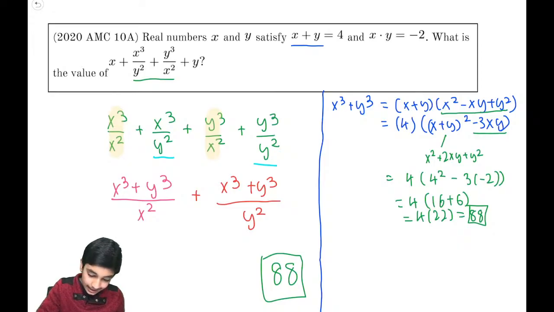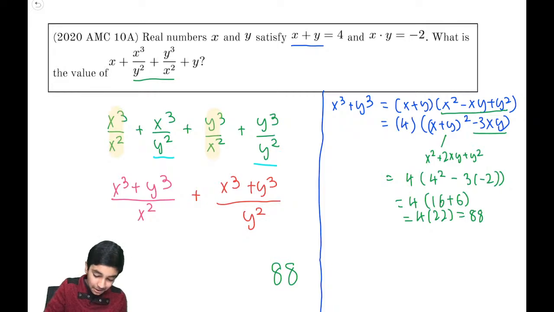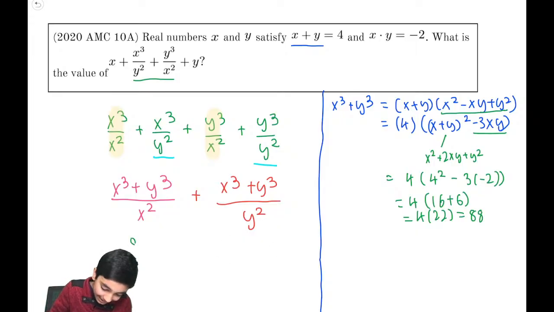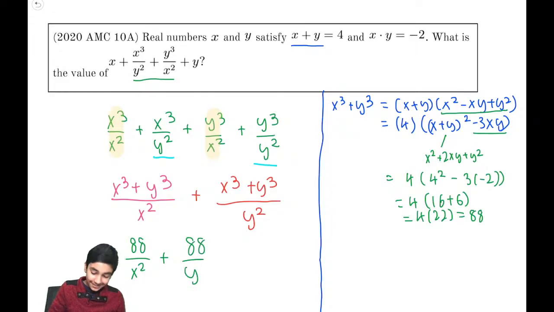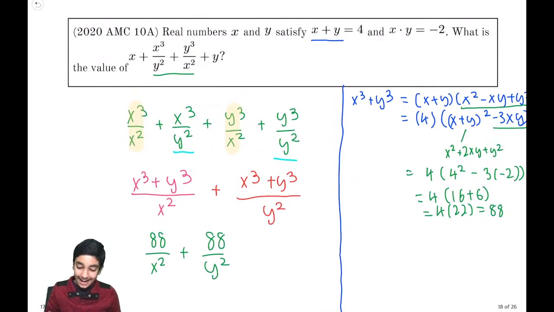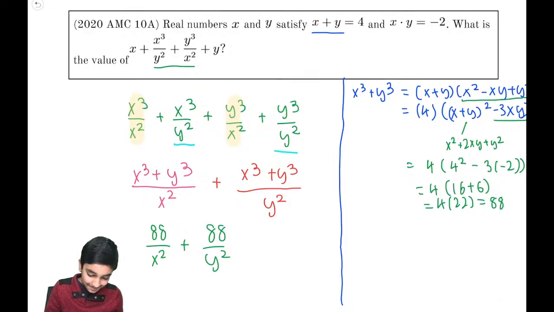Actually, it's not 88. 88 is not the final answer for this problem. 88 is just the value of x cubed plus y cubed. So 88 is not the answer. Sorry, I forgot that we have to actually evaluate 88 divided by x squared plus 88 divided by y squared. So I completely missed that even though we found x cubed plus y cubed, we're not done with the problem yet. We only found an intermediate step.